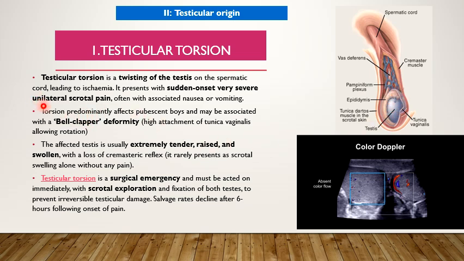It presents as a sudden onset, usually unilateral, very severe scrotal pain associated with nausea and vomiting. Torsion predominantly affects pubescent boys, young boys around puberty, and may be associated with a bell clapper deformity, which is due to the high attachment of the tunica vaginalis. So the tunica vaginalis attaches very high up, and this allows the testis to twist along the axis.